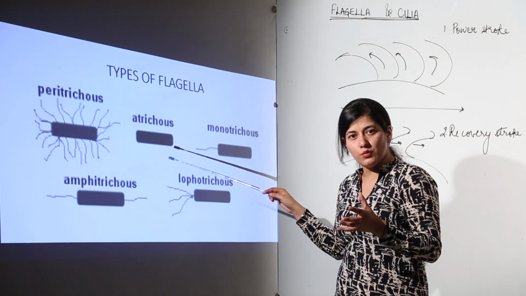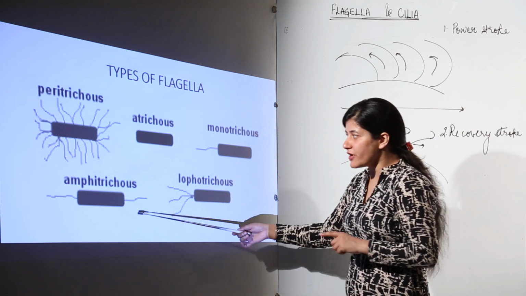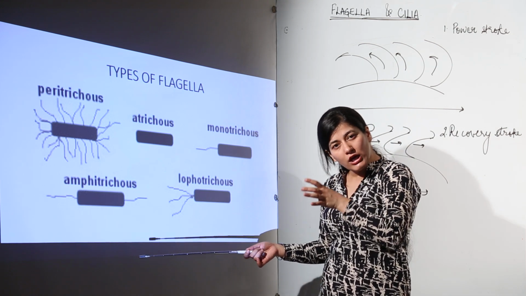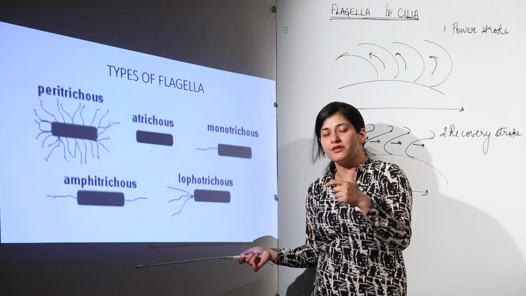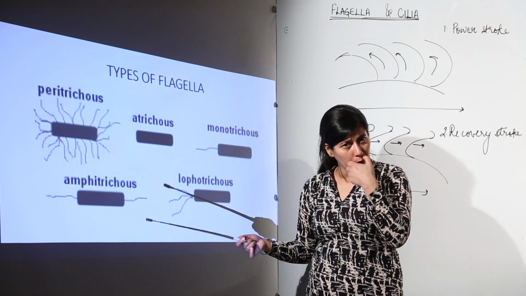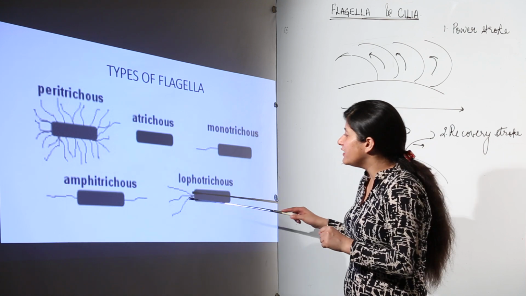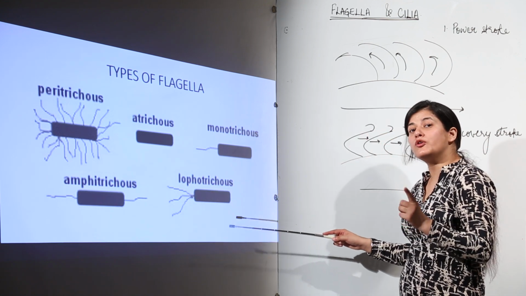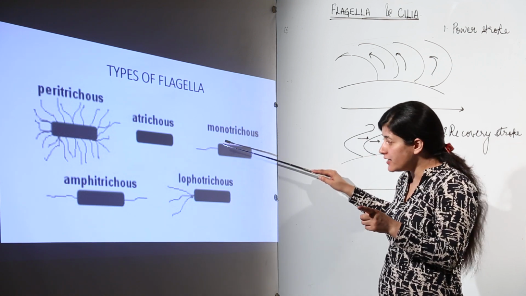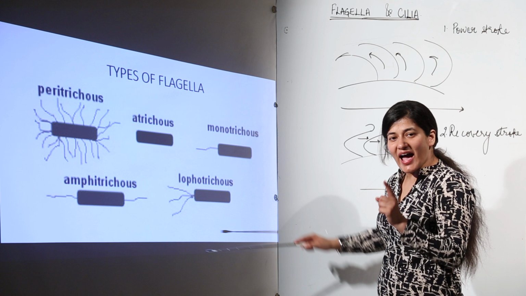Atrichous represents the cell which does not have any flagella. Monotrichous would have one flagellum. Amphitrichous: amphi means both, as we use in the word amphibian, which are able to survive in both terrestrial and aquatic conditions, or ambidextrous, meaning somebody who can use both hands. So amphitrichous is where at both ends you are going to find flagella, and in the case of lophotrichous, at one end there could be two or more flagella. So instead of one, as in monotrichous, lophotrichous is the condition where we have many flagella located at one end.